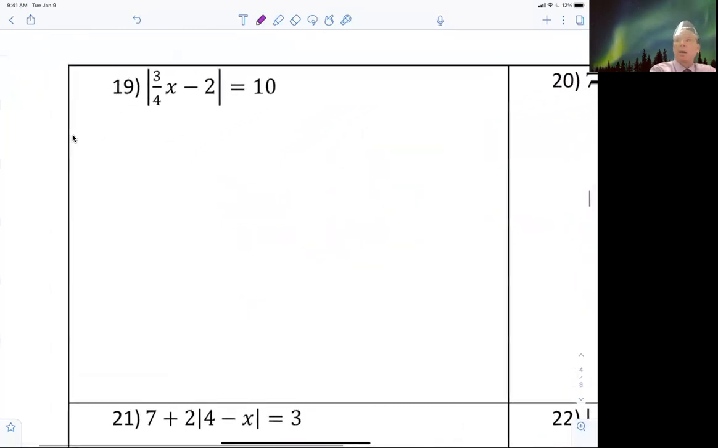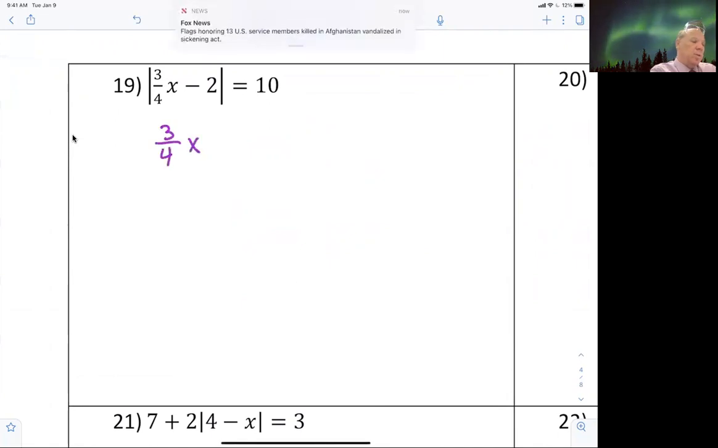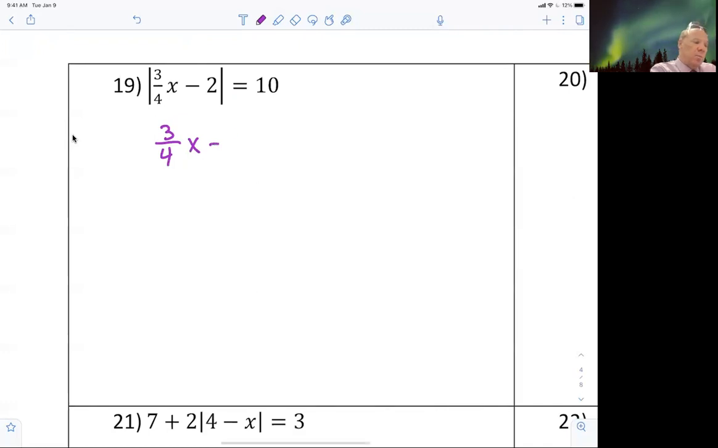So now, who did I say was doing 19? Jolie, good. Go write the equations. So the 3/4x plus 2 equals 10. Why did you put +2? You don't change what's inside the absolute value. You just write it as 3/4x minus 2 equals 10. Then what else do you do? 3/4x minus 2 equals -10.